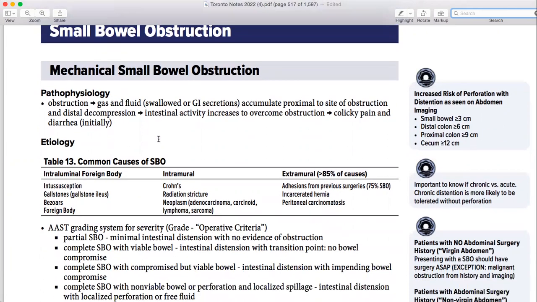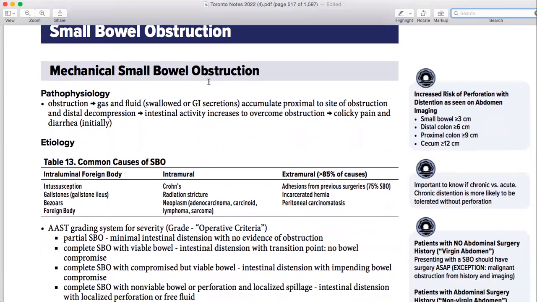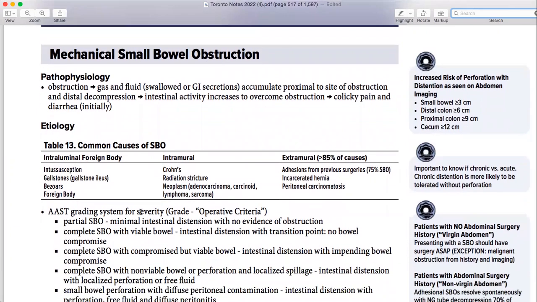Now coming back to mechanical small bowel obstruction, it is basically common causes. You need to know the common causes first. What are the common causes? This is basically the extramural one: extramural adhesions, hernia, and carcinoma.